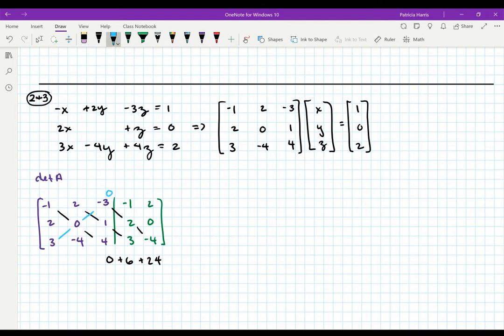That's going to be 0. That's going to be a positive 4. And that's going to be 2 times 2, which is 4. That's 16. So I get 30 and 20 when I add. Now, remember, when you do a determinant, it is bottom minus top.